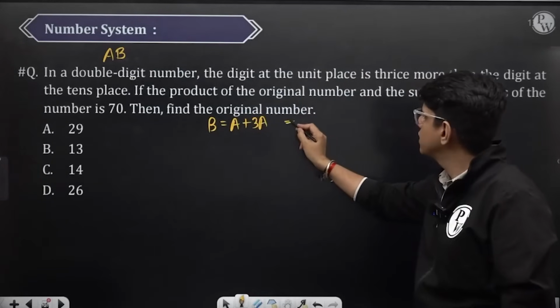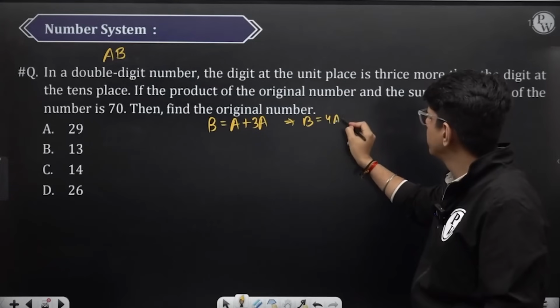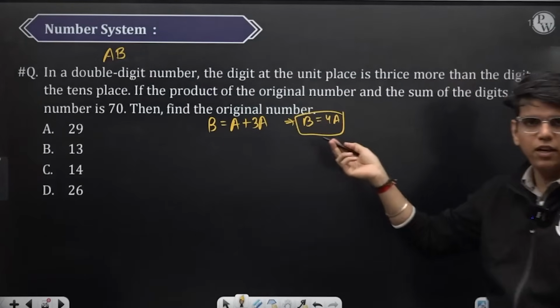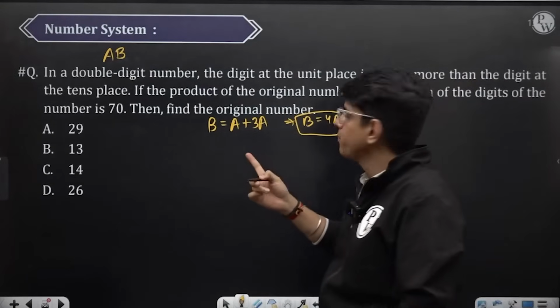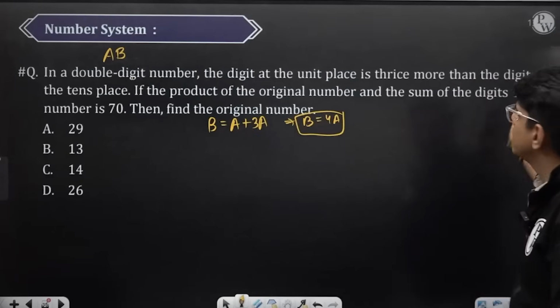Okay, so this is nothing but B equals 4A. Thrice more than the original value, right? So that means A plus 3A, so B equals 4A. The digit at the tens place.